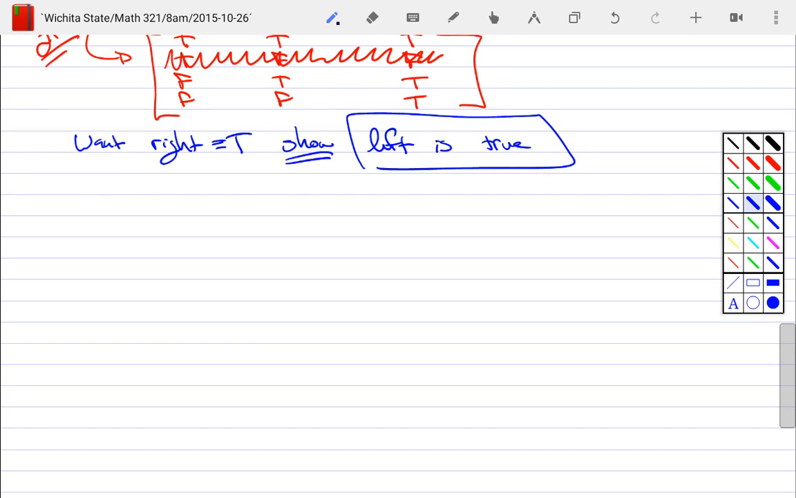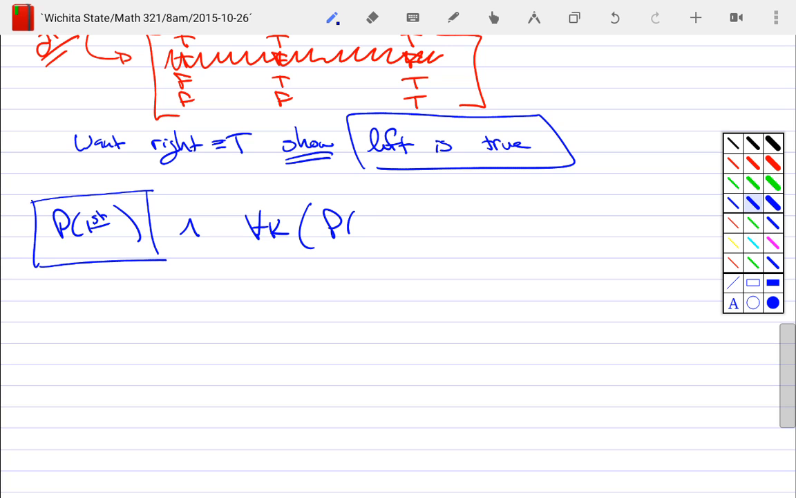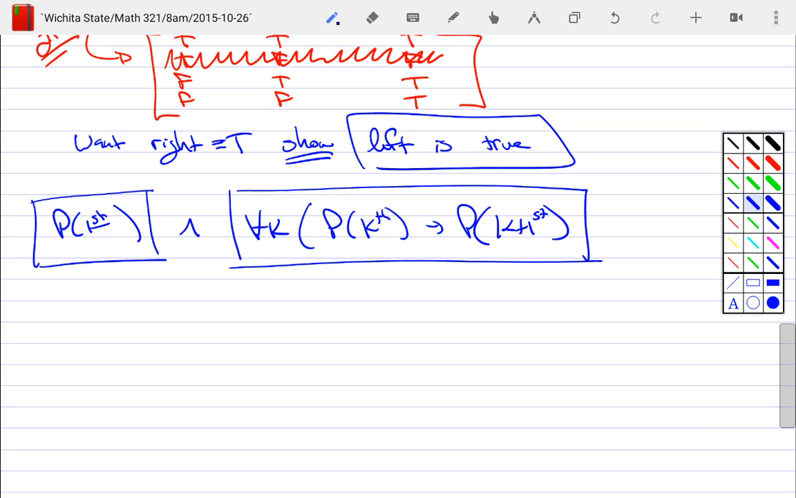The left looks like this. P of the first, and that's one thing. And the second thing is for all k, P of the kth needs to imply P of the k plus first. Notice I'm changing it up a little bit. I'm using kth and first. Why am I saying it that way? I want you to understand that these are the element order. This is not the number 1. This is not the number k. It's the first object. It's the kth object. It's the k plus first object out of the universe of discourse. That's my left.